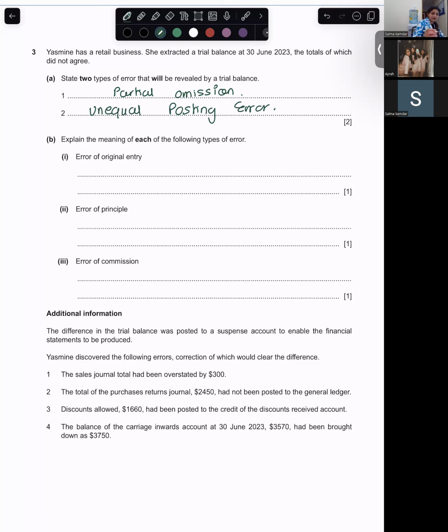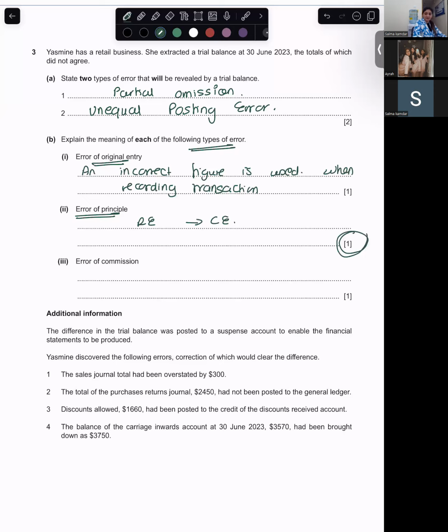Explain the meaning of each of the following errors. Error of original entry. This was the wrong amount, right? Yes. So what will you write? Entry in which the incorrect amount is used when recording a transaction. What will you write for error of principle? Revenue expenditure is treated as a capital expenditure and revenue income is treated as capital, and vice versa. Only one mark.